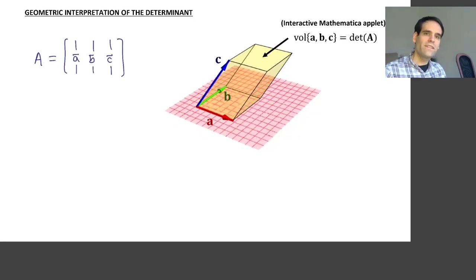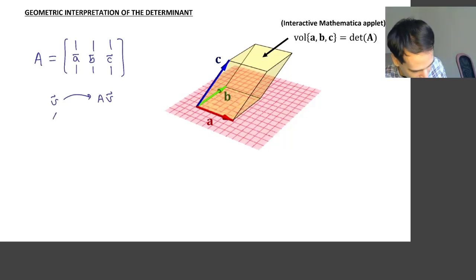Now remember what the columns of a matrix meant, yeah? So remember that if you have a linear transformation where a vector V ends up as a vector A times V, what happens to x hat? X hat ends up as the first column of the matrix A. So that would be A. Y hat would end up as B, and Z hat would end up as C.